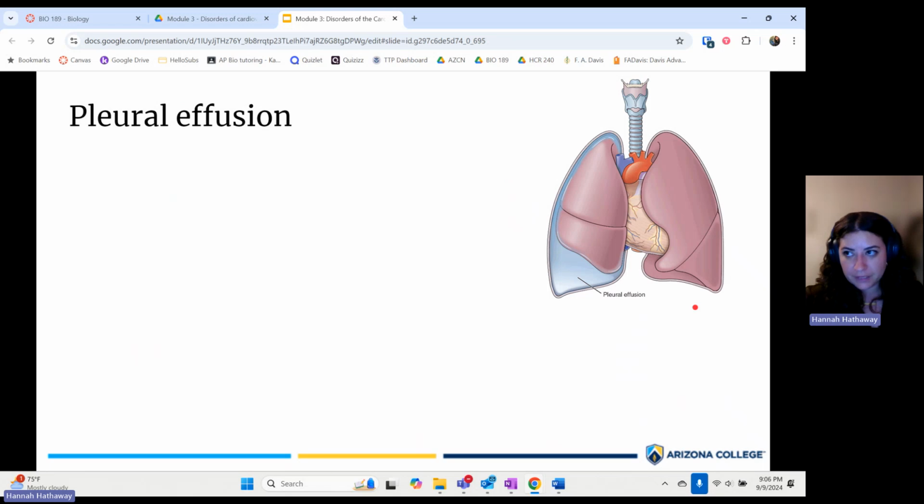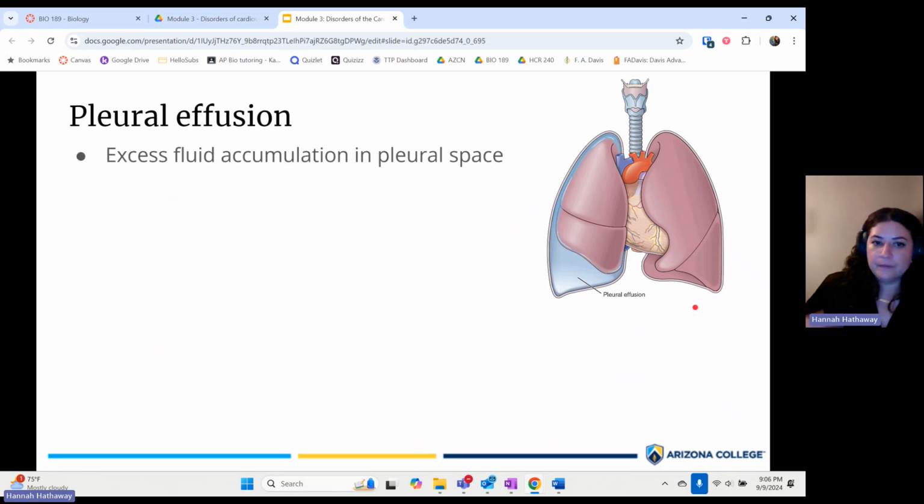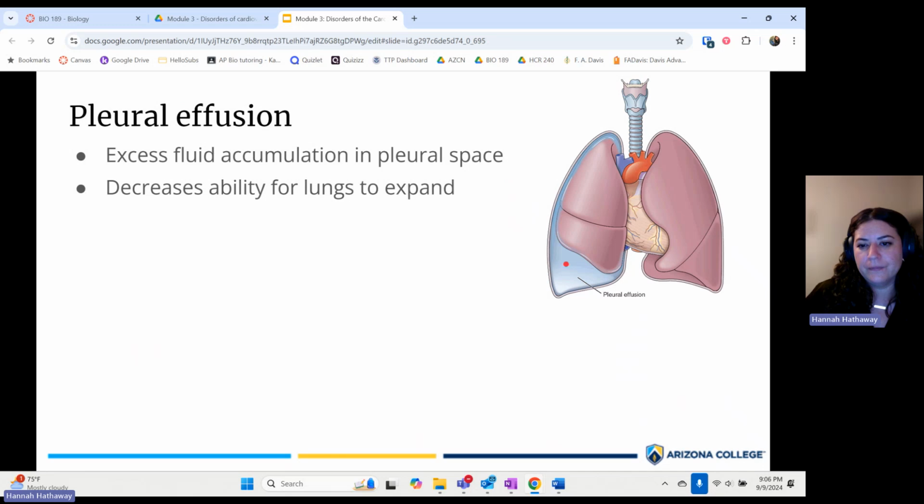Okay, so a little review. Now let's get into our last round of diseases and disorders. The first one is a pleural effusion. Pleural, meaning the pleural space. In effusion, we have extra fluid building up in the pleural space. Sometimes we call this water on the lungs, you have fluid stuck in the lungs.